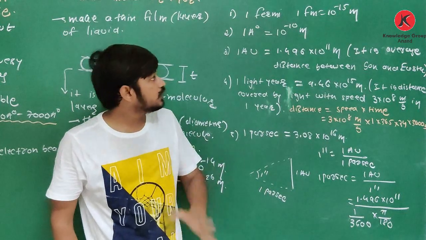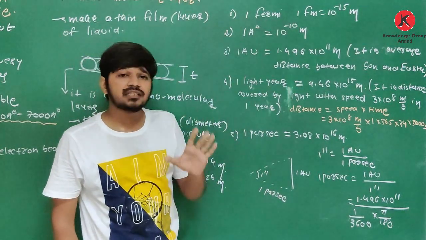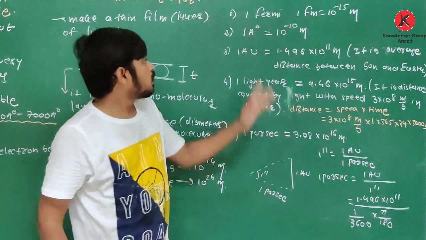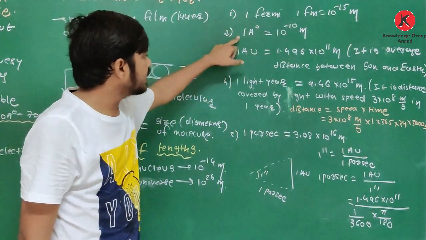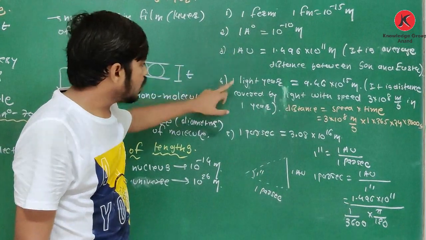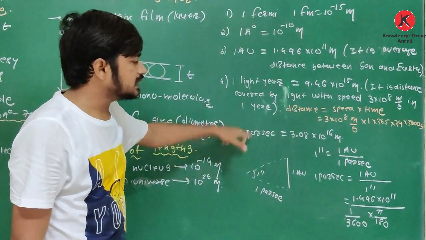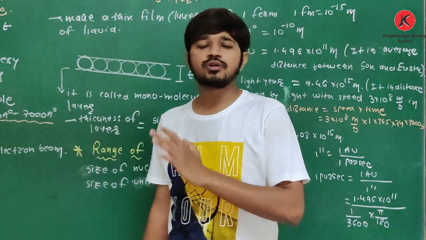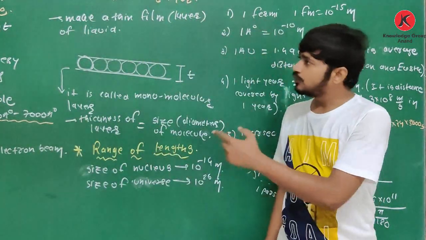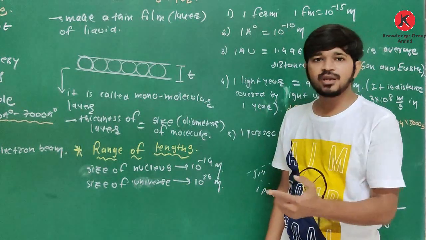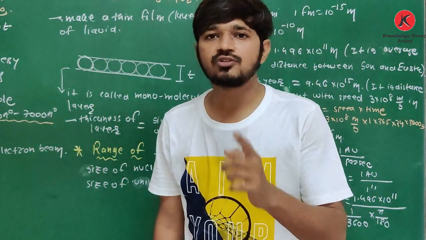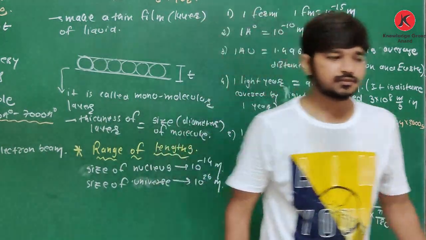Clear about this? So yes, there are different units for length that you have to remember. Okay, what is 1 Fermi meter, 1 angstrom, 1 astronomical unit, 1 light year, 1 parsec. These are different units for length that you have to remember. Okay, so with this, measurement of length is over. Now we will see some questions based on measurement of length and parallax method.